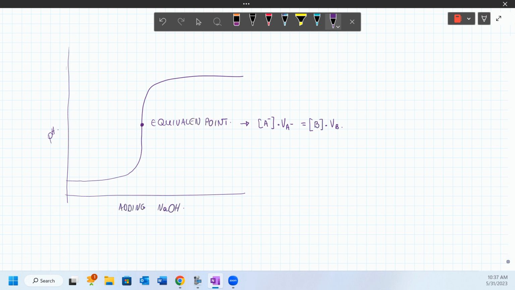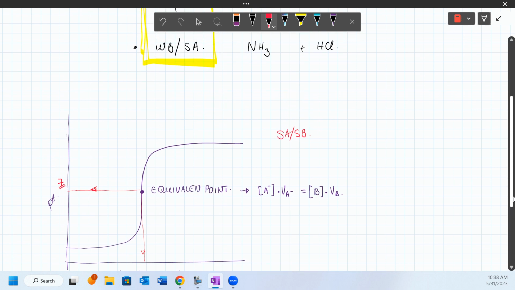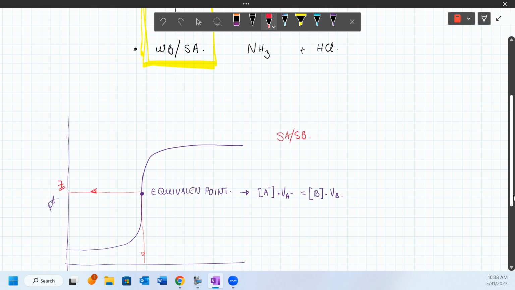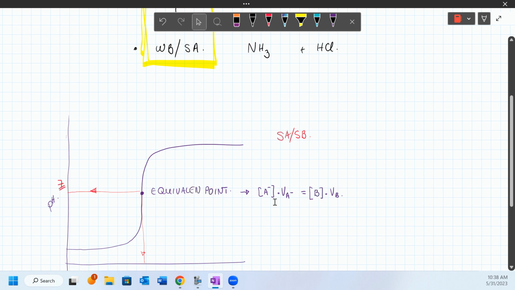Now, when we have the strong acid and strong base reaction, we can calculate this volume. We can see from the graph what this volume is here, and the pH that you are expecting is equal to 7. Why is it like this? Let's suppose we have a strong acid and a strong base. First of all, how do we know that we are dealing with a strong acid and a strong base? Just by looking at the graph.